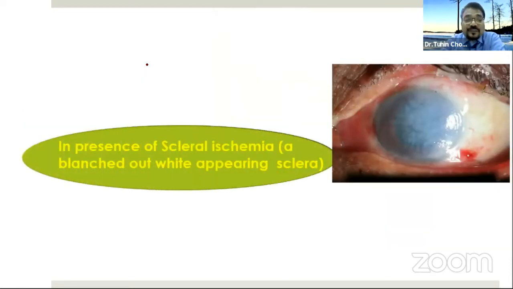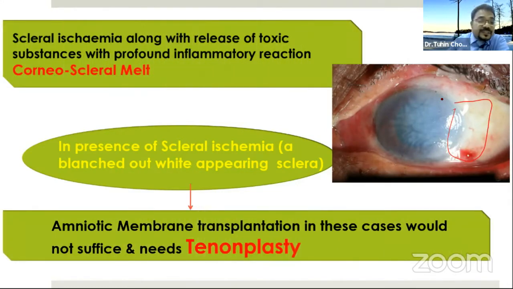So sometimes in the presence of scleral ischemia, that is the blanched out white appearance of the sclera, I want to mention that in these cases amniotic membrane transplantation alone won't suffice. So you have to go for tenonplasty, because scleral ischemia releases toxic substances with profound inflammation that can lead to scleral melt.